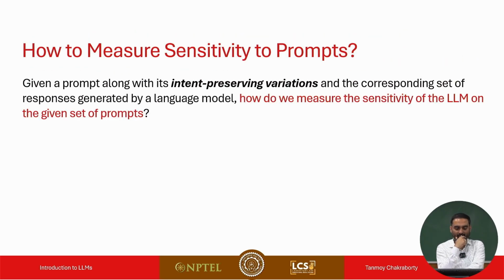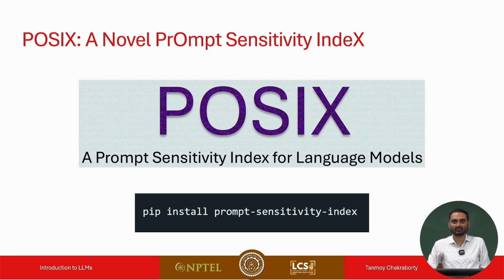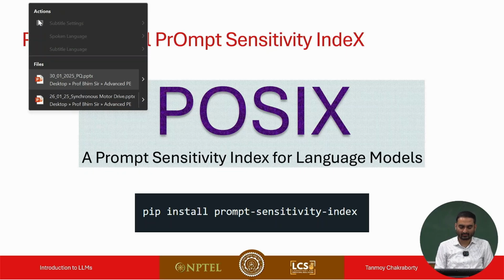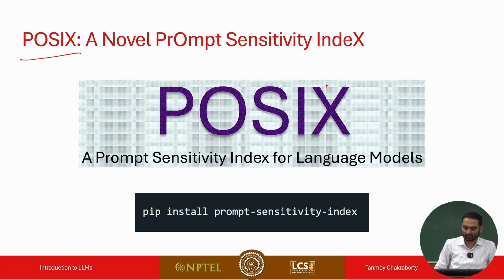So how to measure the sensitivity? This is our question. Given a prompt along with its intent-preserving variants, where the intent of the variants of the prompt should remain the same, and the corresponding set of responses generated by the model, how do we measure the sensitivity of the language model on the given prompt? To quantify this, we came up with a new index called POSIX. So POSIX is a new index to measure the prompt sensitivity of a model.